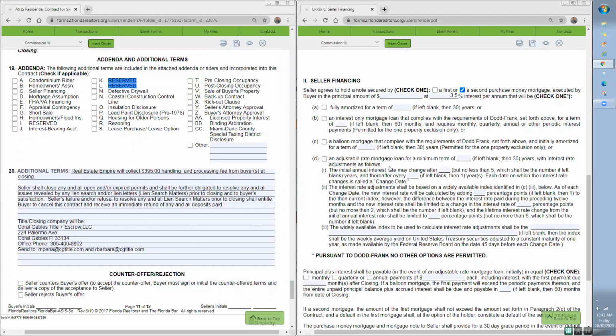Okay, so again, not going to be used very often, but we do have the ability to offer it to our clients if they are high net worth properties that are going to be purchased. Okay. Any questions on this one specifically?